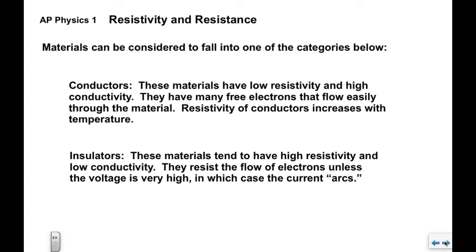Insulators tend to have a very high resistivity and a low conductivity. They resist the flow of electrons unless the voltage is very, very high. There's a characteristic voltage called the breakdown voltage, in which case the current will arc through the resistor or through the insulator.